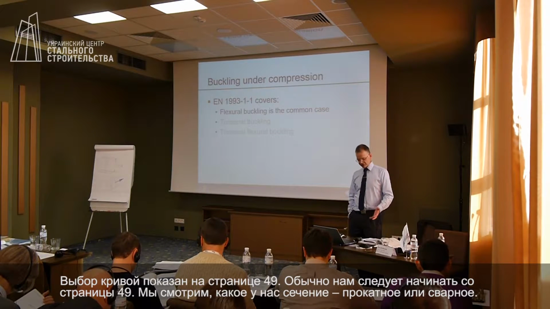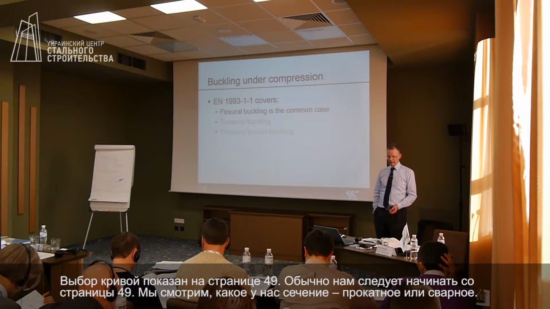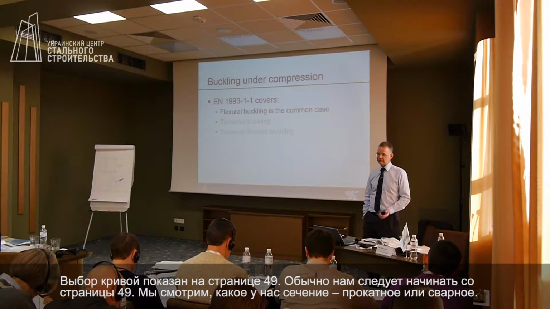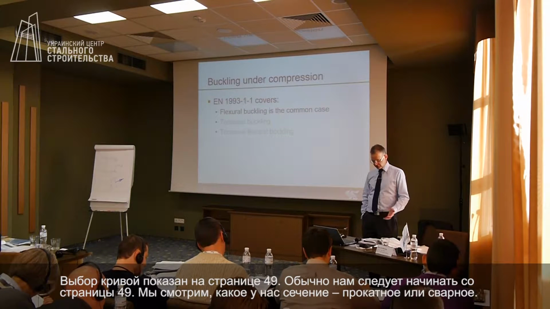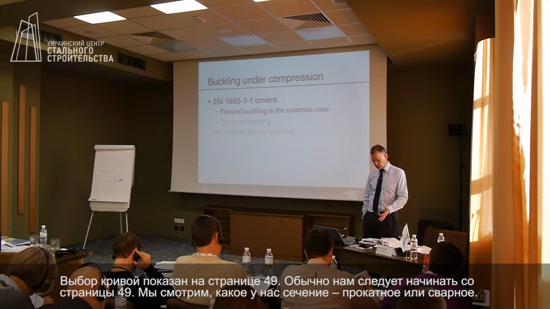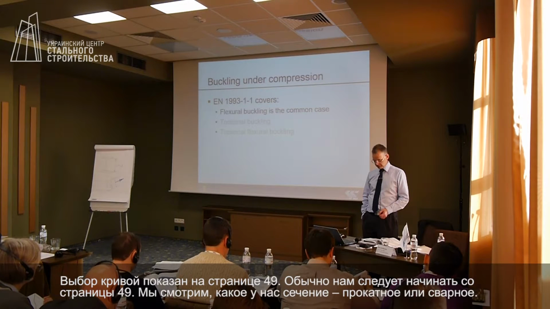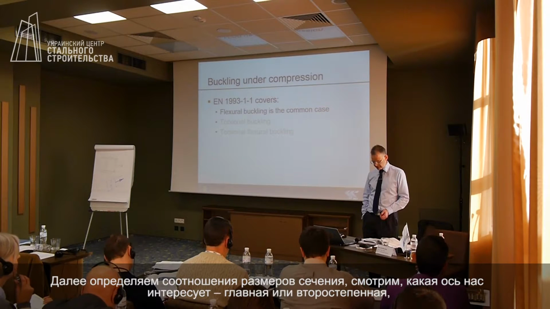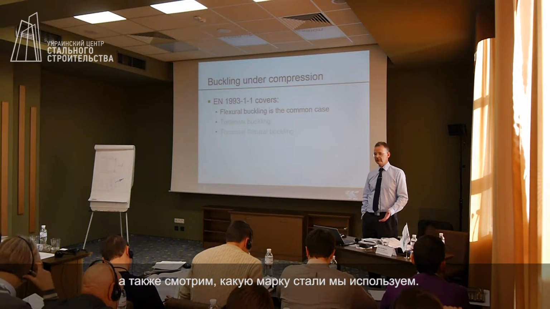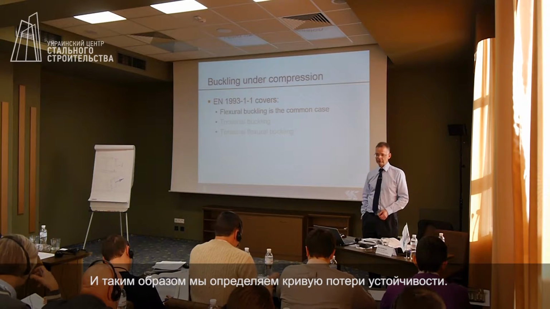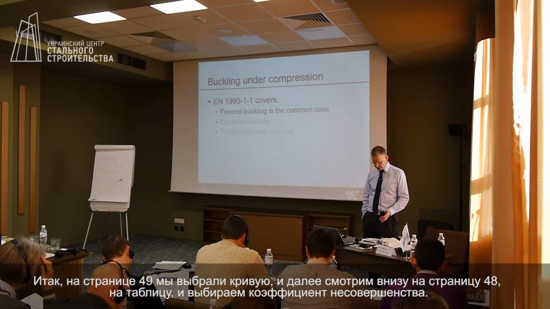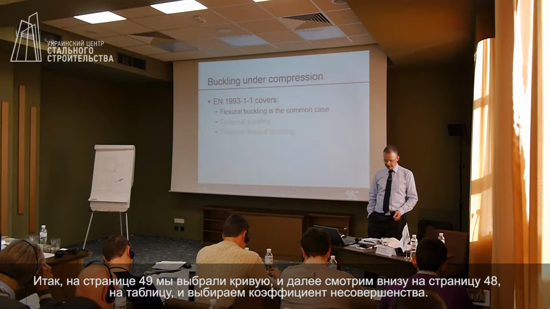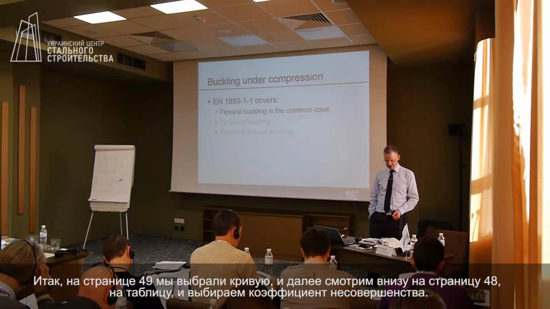So normally we would start off on page 49, and we would say, have we got a rolled section or have we got a welded section? Is it tall and narrow, or is it short and wide? Which axis are we interested in, the major axis or the minor axis? What grade of steel are we using? And that will identify the curve for us. So we would choose the curve from page 49, and then we would look at the bottom of page 48 for the imperfection factor.